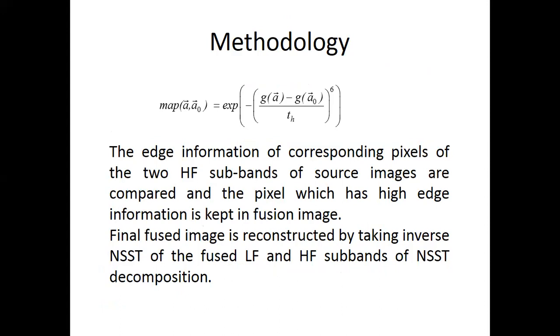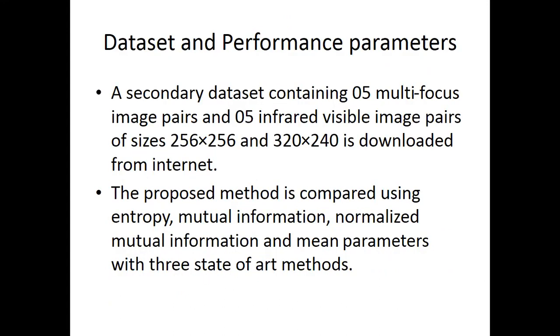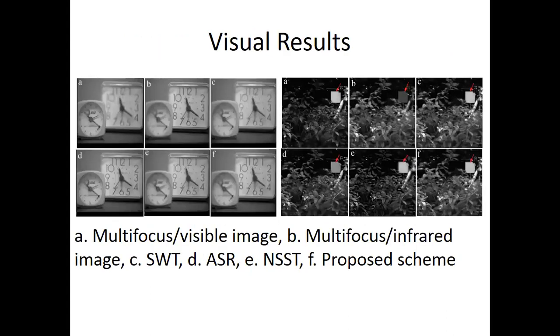The data set was acquired from an internet repository, which contains 5 multi-focus image pairs and 5 infrared visual image pairs. The sizes are 256 by 256 and 320 by 240. The proposed method is compared using entropy, mutual information, normalized mutual information, and mean parameters with 3 state-of-the-art methods. And this diagram shows the visual results.